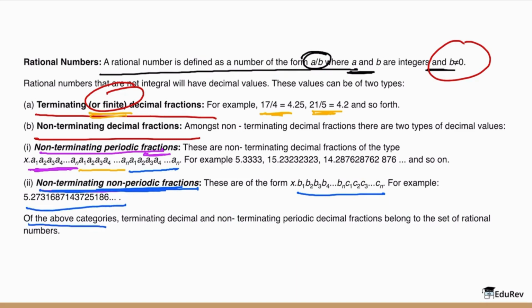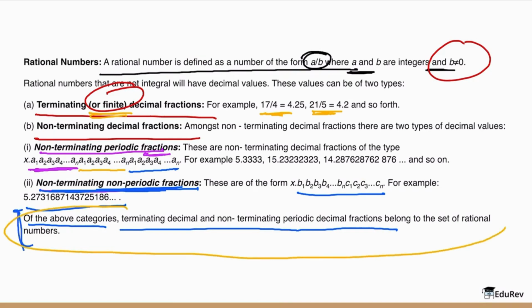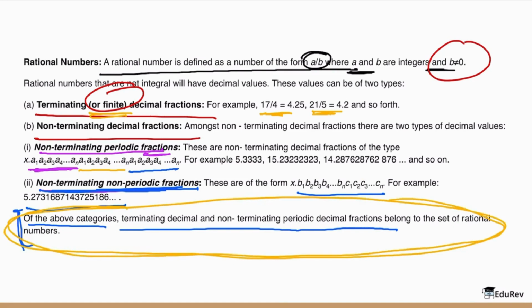Now, of the above categories, terminating decimals and non-terminating periodic decimal fractions belong to the set of rational numbers. This is one of the more important things that you need. Just write it down in your notebooks if you are copying anything. I hope you are, because all these concepts are very important. So terminating decimals and non-terminating periodic decimal fractions basically belong to what? The set of rational numbers.